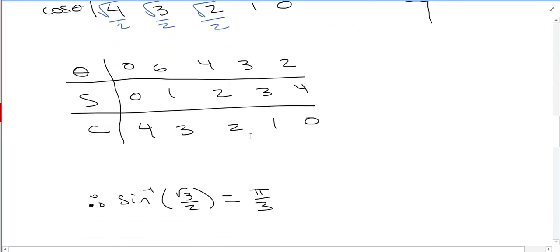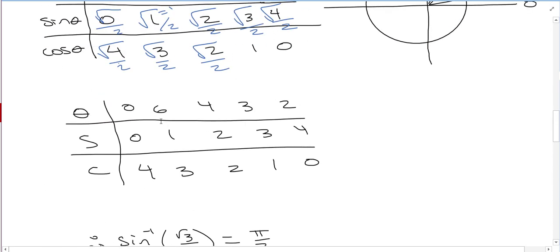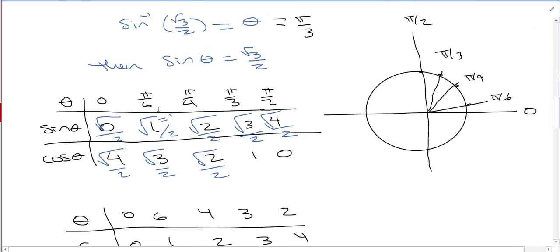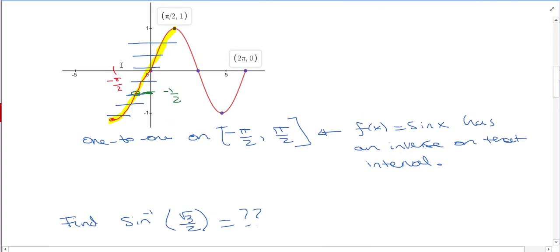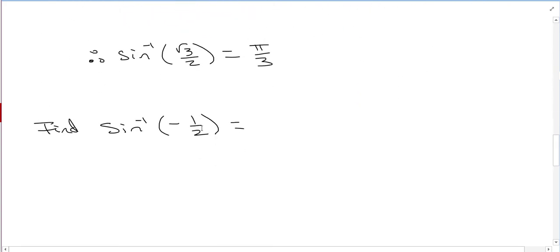So my reference angle, sine 1/2, will be pi over 6 as my reference angle, but I need it to be in quadrant 4, right? I need it to be a negative angle, so it's just going to be negative pi over 6. And that will be done. So that's how you do these.